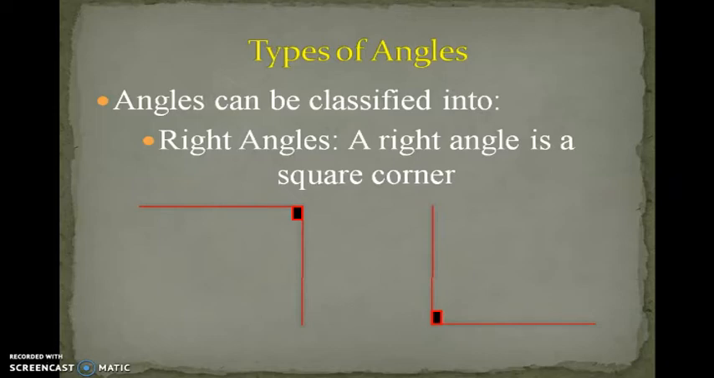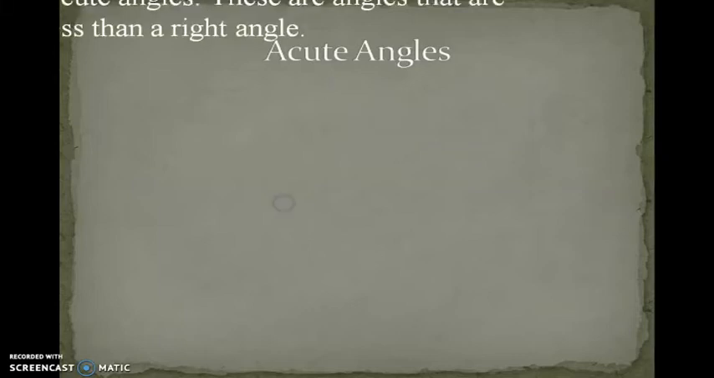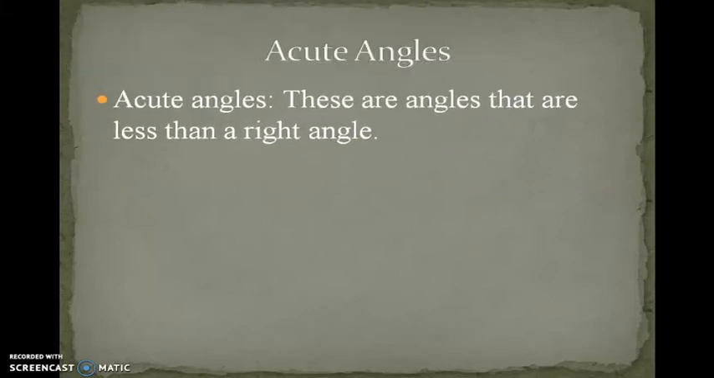These square corners could be seen maybe in the edges of a room. Look at this. We have a square corner here. Remember, this is a line and this is another line, and both lines met at a particular point. Then the second is acute angles. Acute angles are angles that are less than 90 degrees.